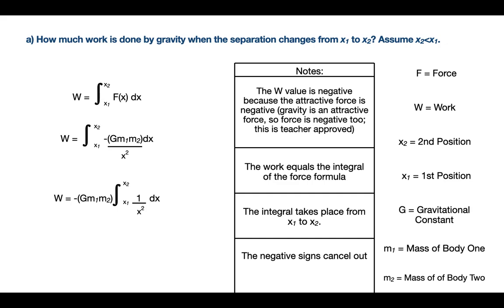First off, the column on the left is the problem worked out, the middle is the notes of how the problem was solved, and the far right is the definition of each variable involved. Now, if you recall from the lectures, the work equation is equal to the integral of the force equation. In this case, the work equation is equal to the integral of negative gravitational constant times mass 1 times mass 2 divided by x squared, with an upper bound of x2 and a lower bound of x1, as the separation distance is changing from x1 to x2.